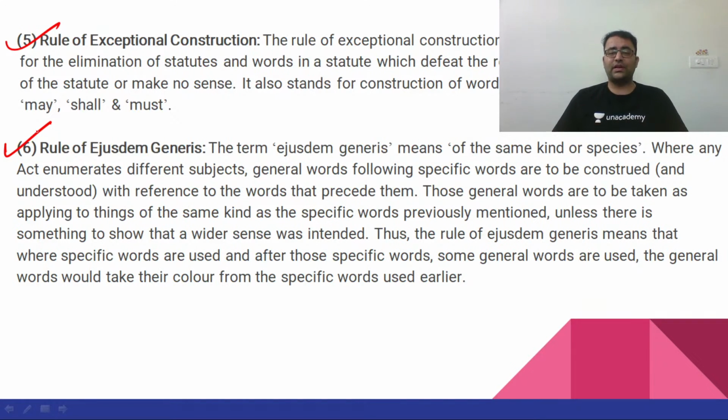So this is simple. The term ejusdem generis means of the same kind. So in case there are specific words followed by general words, then you can understand that those general words are used in the context of those specific words, unless and until there is enough proof to show you that those general words mean a wider range. The rule of ejusdem generis means that where specific words are used and after those specific words some general words are used, the general words would take their color from the specific words used earlier.